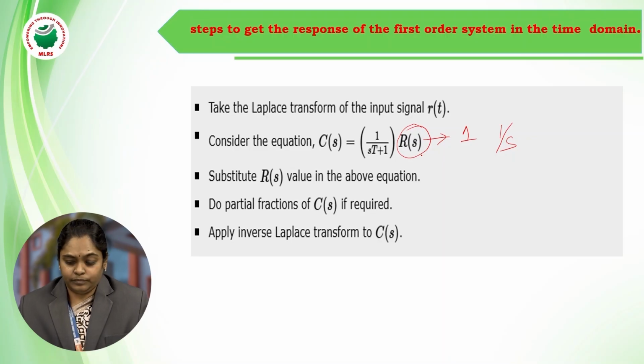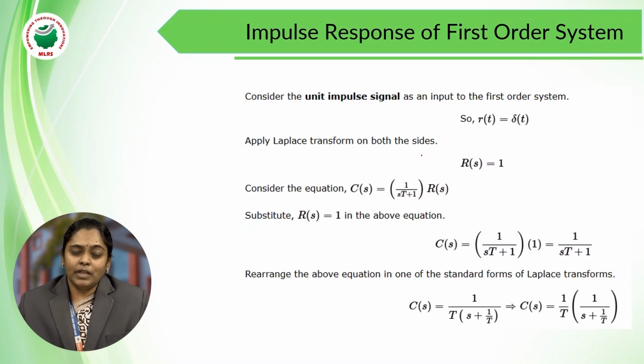Now let me assume that the type of input signal which I'm applying is an impulse signal. As I told you, the first step is to calculate the Laplace transform of r of t. Here r of t is an impulse signal, which I represent as delta of t. As I just told you, the Laplace transform of an impulse signal is 1. So instead of R of s, I need to replace it with 1.